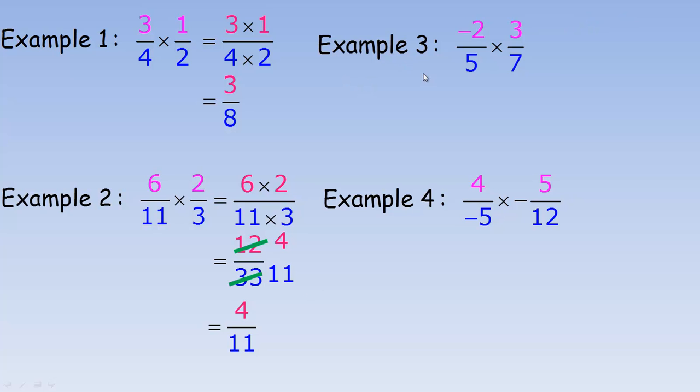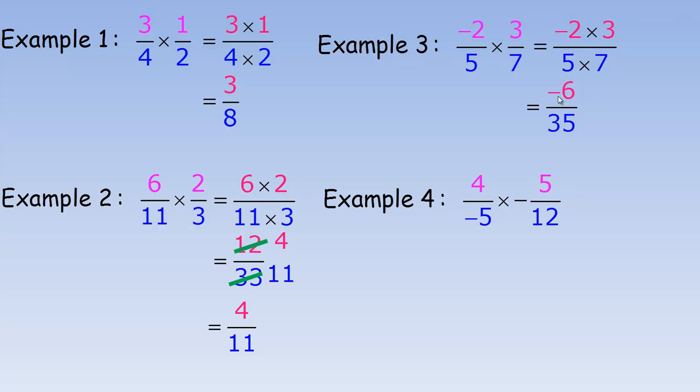Example number 3, we're multiplying -2/5. So the last two examples deal with if some of the numbers in the fractions are negatives. And so we're multiplying -2/5 by 3/7. So in the numerator, we multiplied -2 by 3 and 5 times 7 in the denominator. And so in the numerator, -2 times 3 is -6, and 5 times 7 is 35.